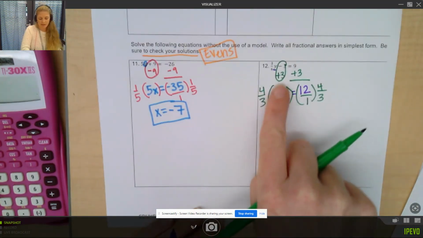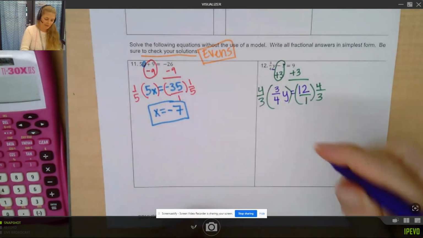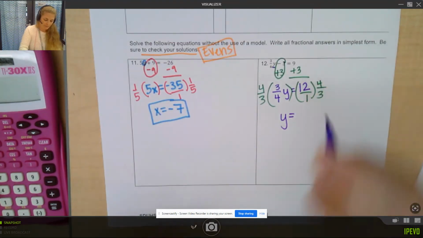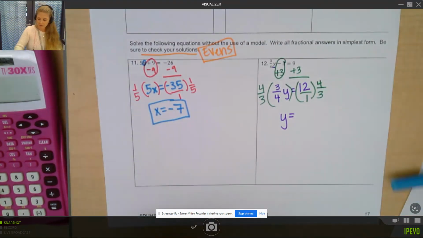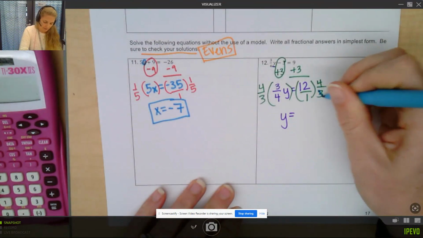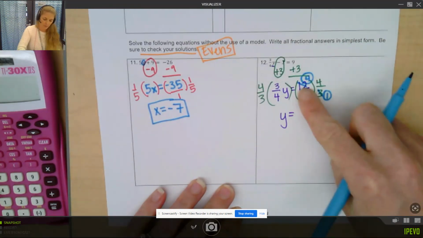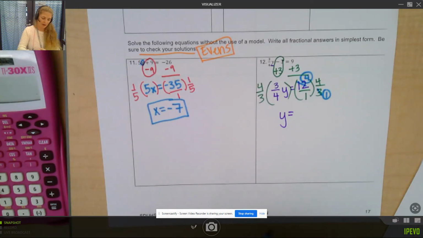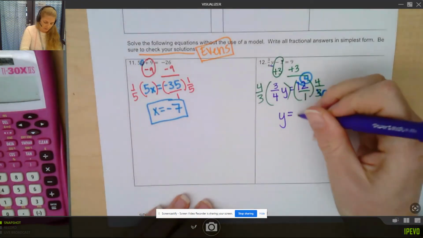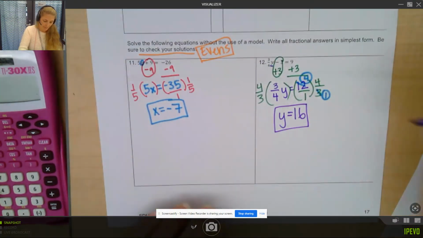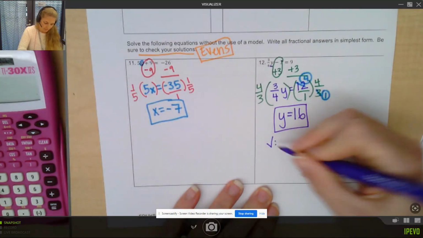Notice over here, these 4's cancel out, these 3's cancel out. I'm just left with 1y or y. And over here, if you want to think about cross-canceling, 3 goes into 3 once and into 12 4 times. So we end up with 4 times 4 on top and 1 times 1 on the bottom. So y is equal to 16. And we're just going to do our check right below.